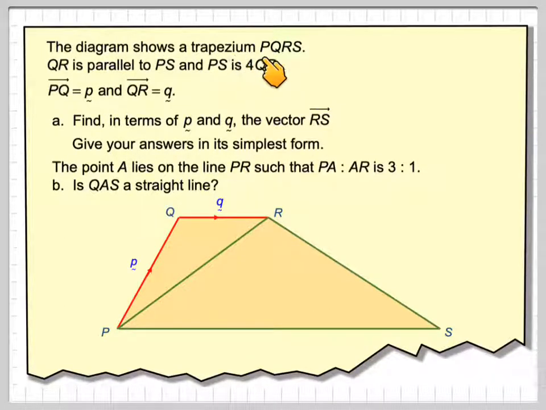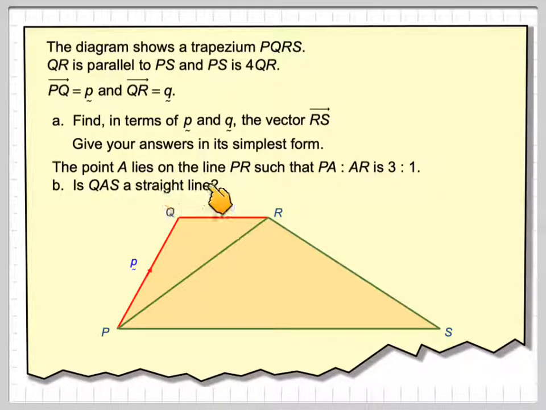The diagram shows a trapezium PQRS. QR is parallel to PS, and PS is 4 times QR. PQ is P, and QR is Q. So vector PQ is P, vector QR is Q. Find, in terms of vectors P and Q, the vector RS, giving your answer in the simplest form.